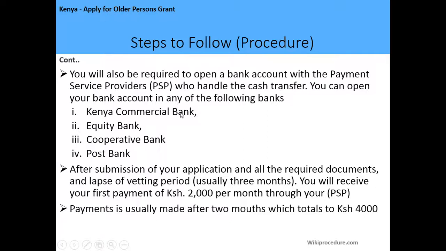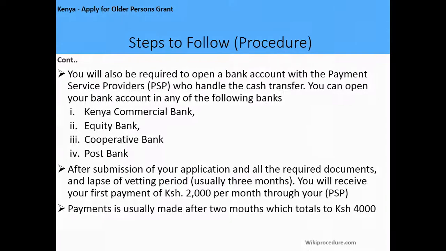The funds are usually dispersed in either of these 4 banks. So you can open an account in any of these 4 banks and submit your bank account number to the social development office. So after submission of your application and all the required documents and lapse of the vetting period, which is usually 3 months, you receive your first payment of Kenya shillings 2,000 per month. And usually the payment is made after 2 months, so you'll be receiving payment after every 2 months of Kenya shillings 4,000. And this is usually through your payment service provider, so you'll be paid through either of these 4 banks, depending on which you open your bank account with.